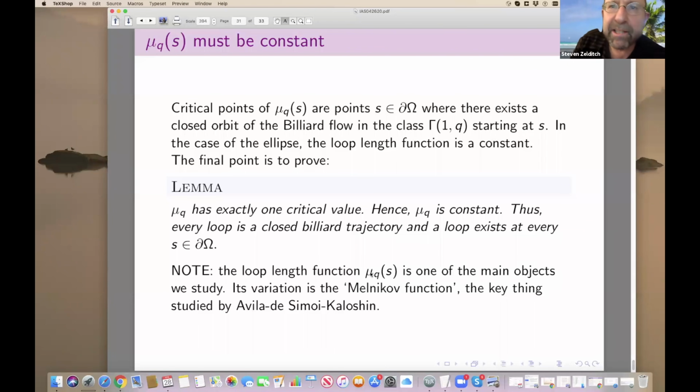You might say that this loop length function is the key dynamical creature we study. The variation of it as you deform a domain is called the Melnikov function. And basically, the whole technique of Kaloshin in all of his papers is to study the Melnikov function. So we kind of did it from a different angle by introducing this mu q, and it's the phase of Melrose-Marvizi. So we kind of combine Melrose-Marvizi and Kaloshin by seeing that the key dynamical ingredient in Kaloshin is the phase function for Melrose-Marvizi.